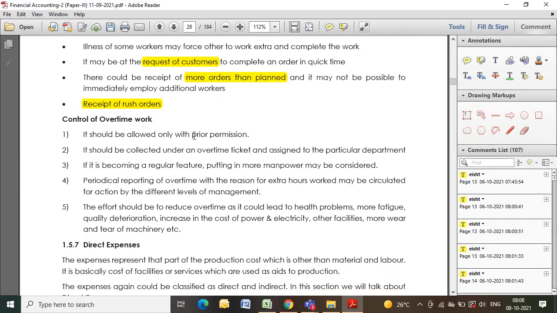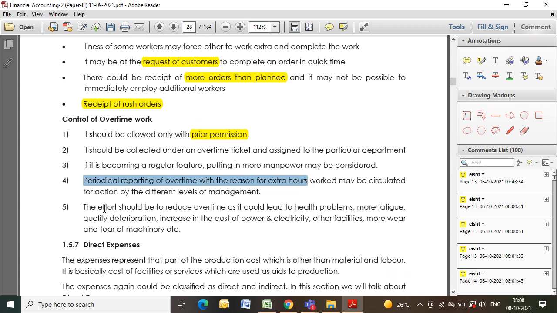So there has to be an earlier permission. Without permission, overtime will not be paid. There is an overtime ticket assigned that this person will be doing overtime. If it is becoming a regular feature, then it is better to employ more people because there is no point in making a payment of 1.5 times or 2 times. And periodical reporting of overtime with reasons should also be circulated as to why this has happened.